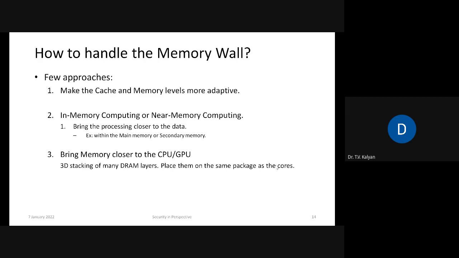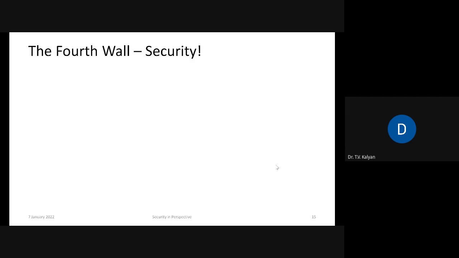What if, instead of the traditional DRAM, some new DRAM technologies were developed so that more and more high capacity DRAM can be brought closer to the CPU and the GPU in general? We have the hybrid memory cubes and high bandwidth memory, HMC and HBM, as they are popularly called. Now, with all these three walls, we have the current day processor designed in a particular way to handle them. That has resulted in possibly the fourth wall, which is security.